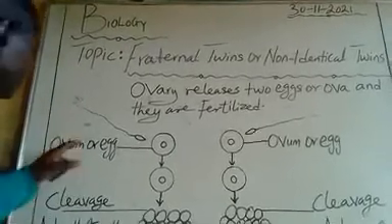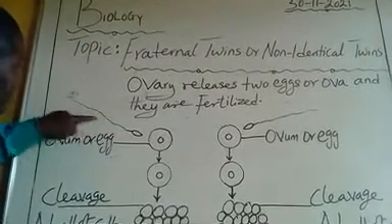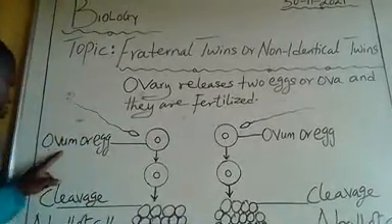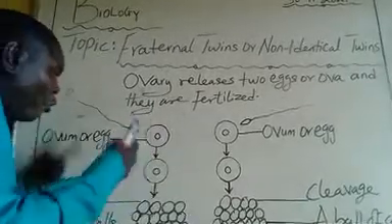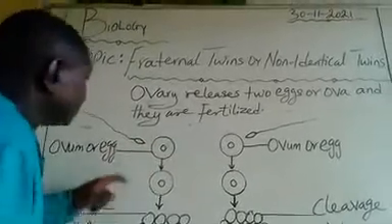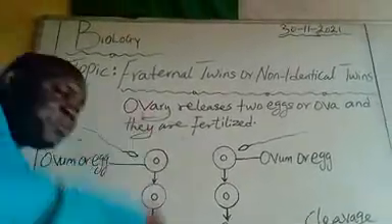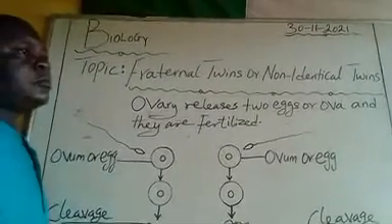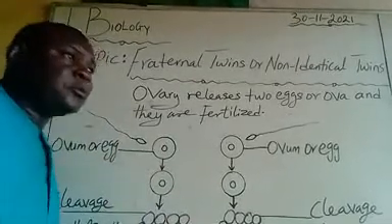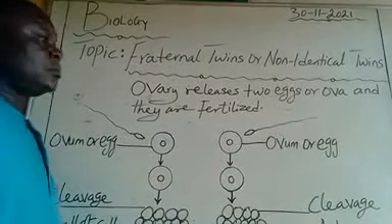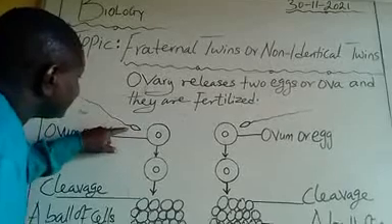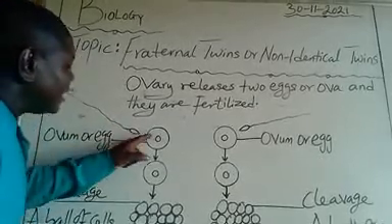Right? As you can see, look at the sperm. The sperm is swimming towards the ovum or egg. You can call it ovum or egg. Look at it. Fertilization takes place in the fallopian tube or oviduct. You can call it fallopian tube or oviduct. Look at the sperm. The sperm is swimming towards the ovum.